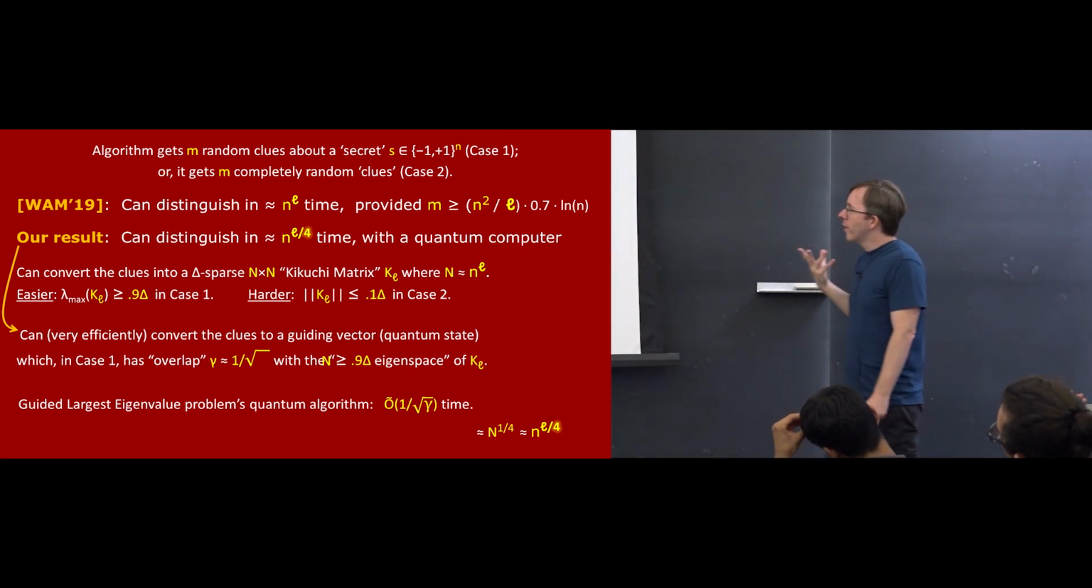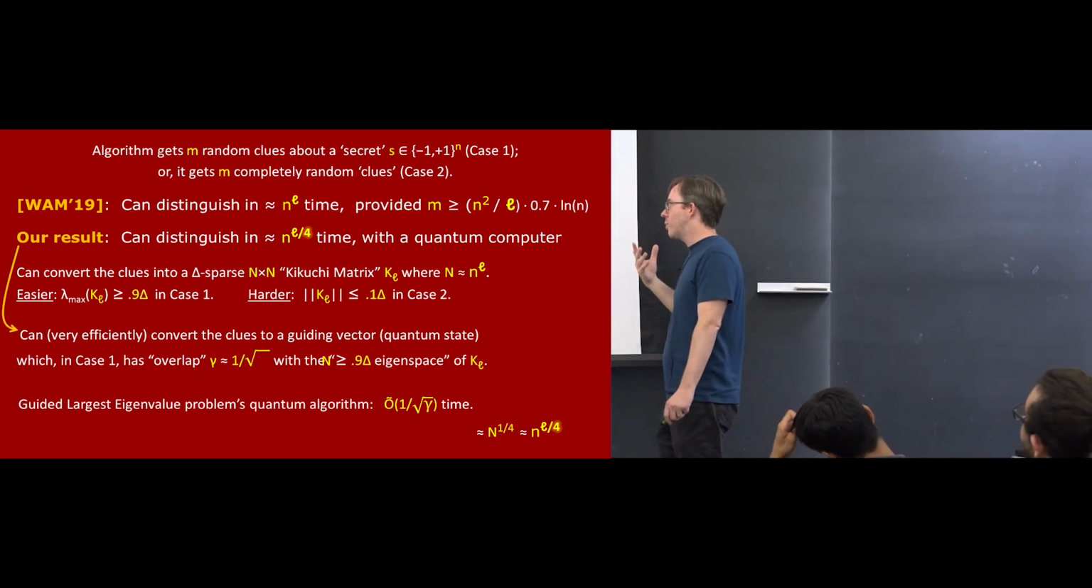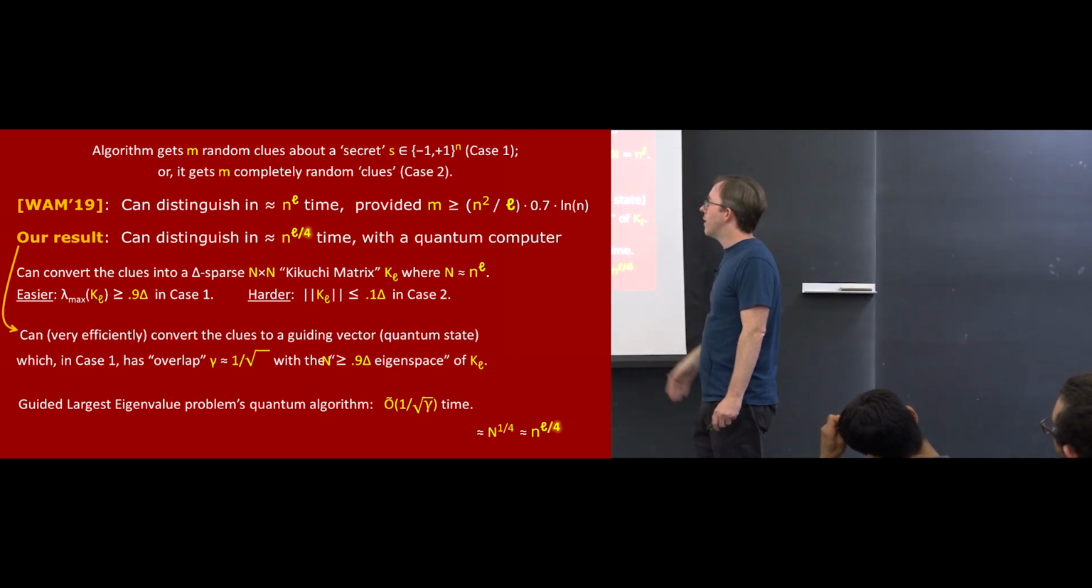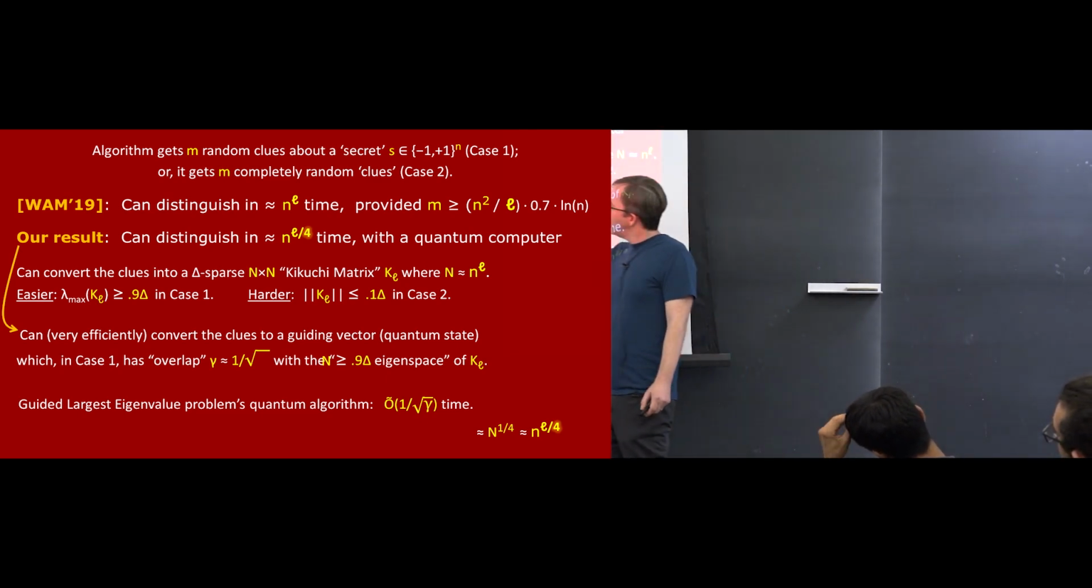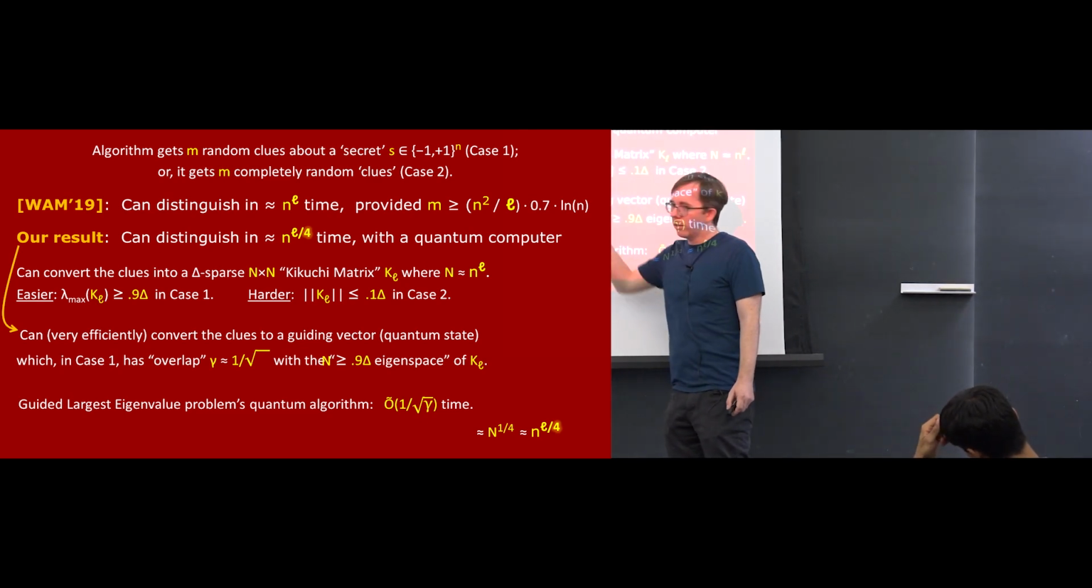Somehow one of the square roots is the usual square root from Grover algorithm kind of stuff, and the other square root comes from finding this extra helping guiding vector about this eigenspace.